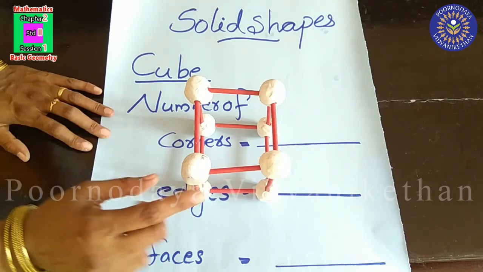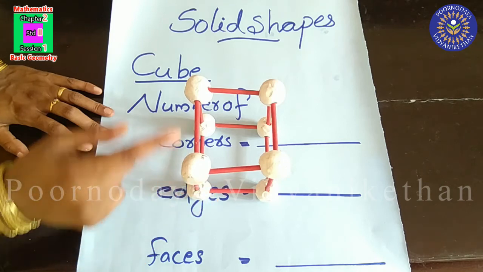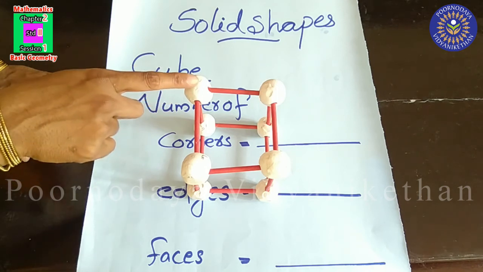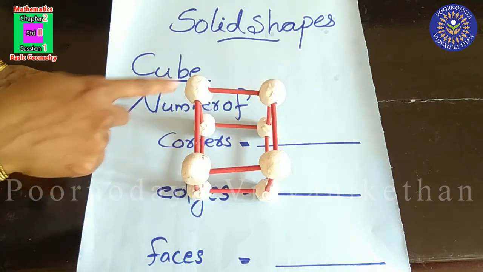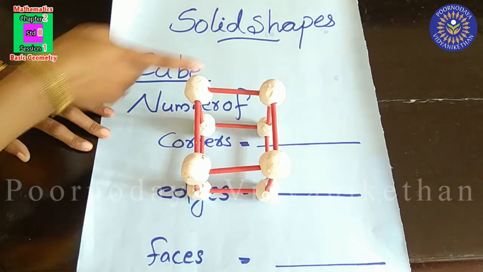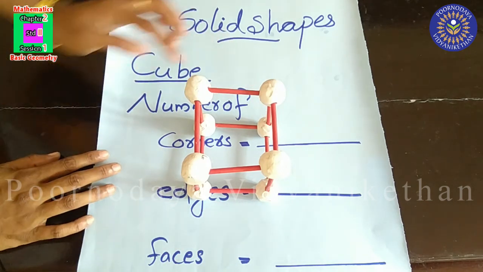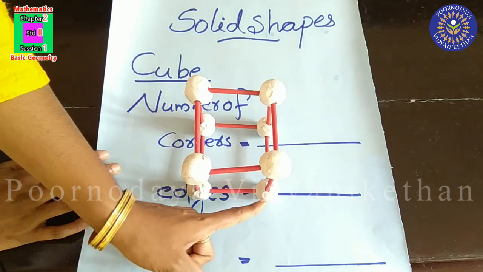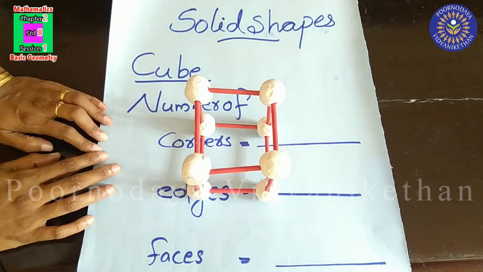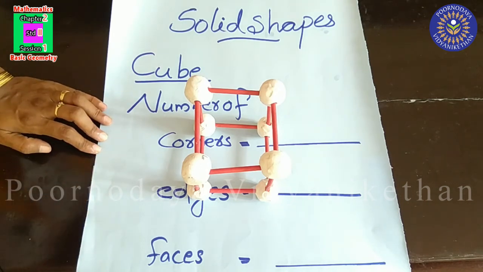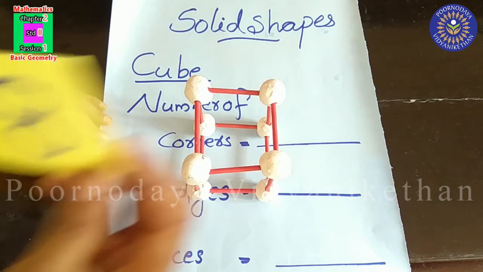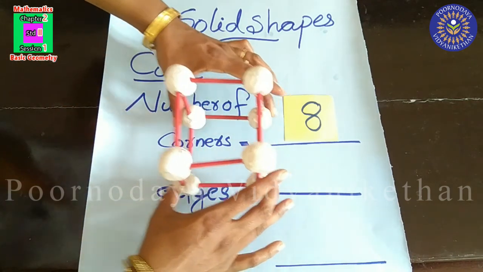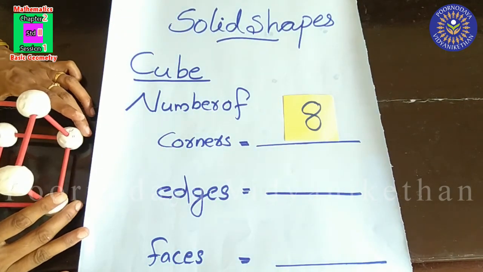Now, we are going to count the number of edges, corners and faces. We already told that the edges join at the corners. So, count and tell me the number of corners of this model. 1, 2, 3, 4, 5, 6, 7, 8. There are 8 corners. Clear? So, what do you have to write? The number of corners is equal to 8.